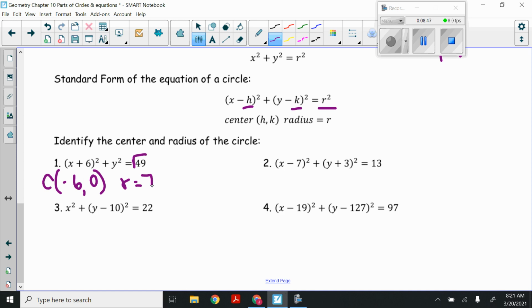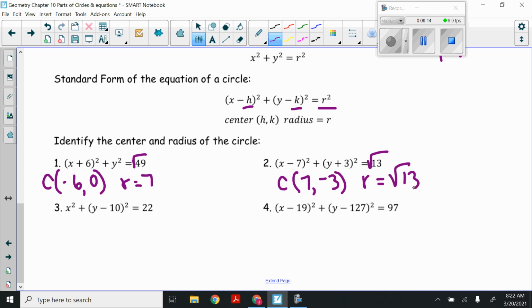So now we'll come to number 2. X minus 7 quantity squared plus y plus 3 quantity squared equals 13. Our center, so this is x minus 7, so it comes out as a positive 7. This is y plus 3, comes out as negative 3. So my center is at 7, negative 3. My radius, I take the square root of 13. That is not a perfect square, and I cannot do factor tree on it. So my radius is the square root of 13.